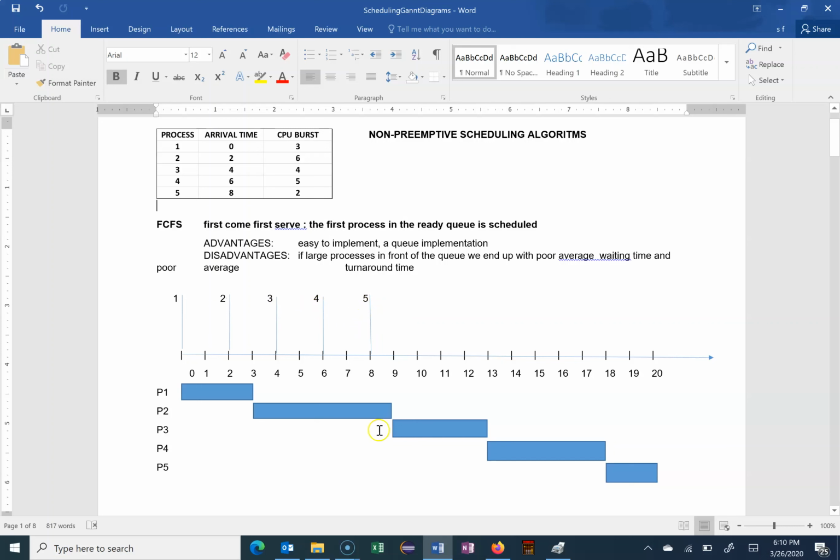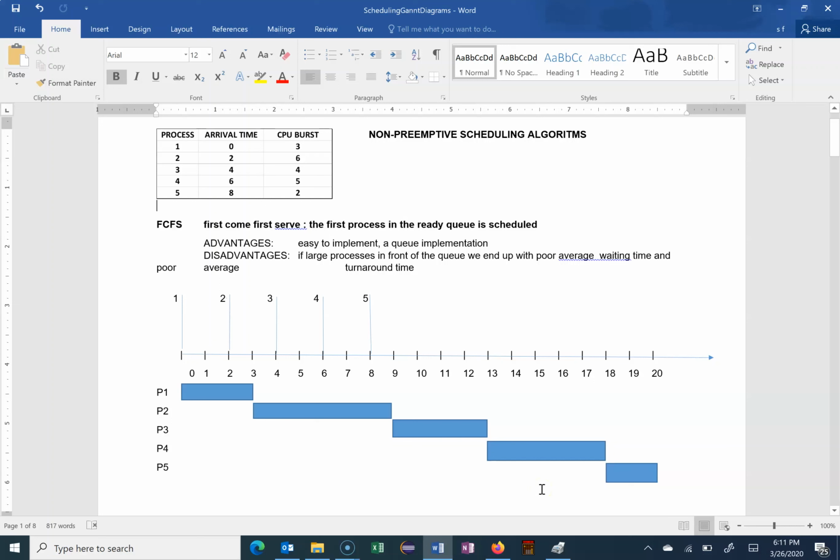So this is when we start using the scheduling algorithm. In front of the queue, it's process 3. Process 3 arrived first, so process 3 will be scheduled and it executes for 4 units from 9 to 13. Next, it will be process 4. Process 4 has a CPU burst of 5, so it's going to go from 13 to 19, and the last one is process 5.